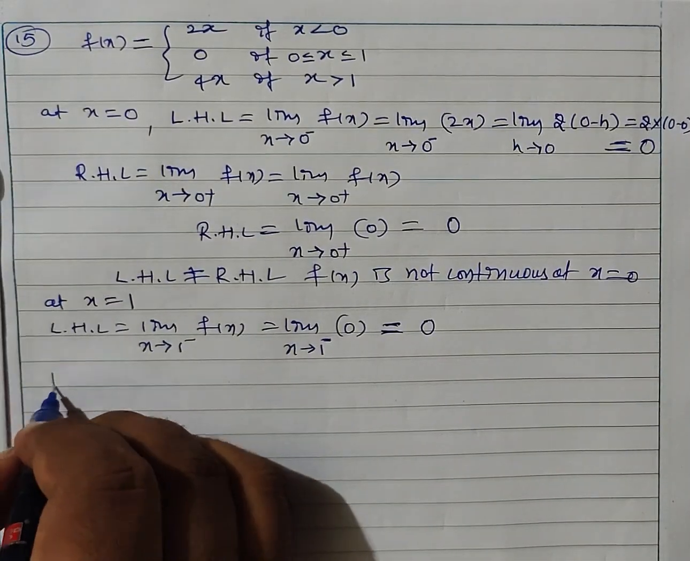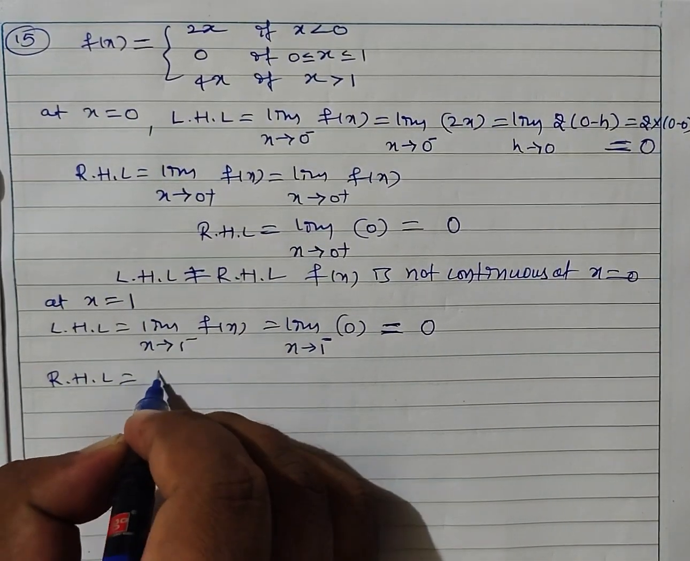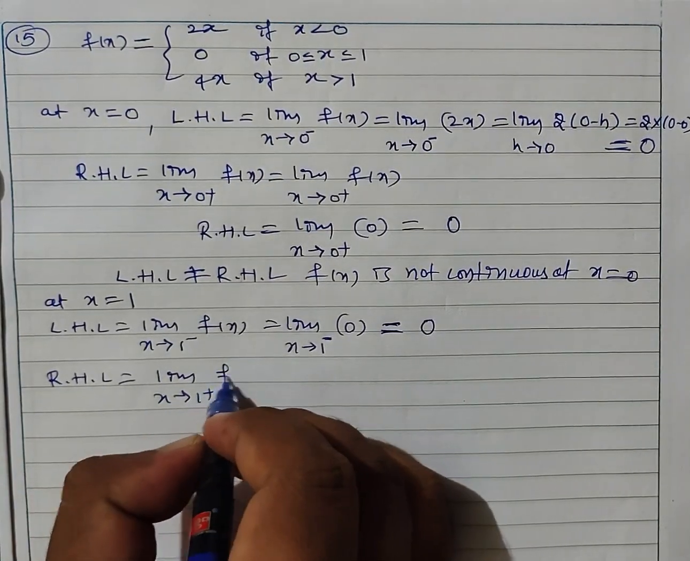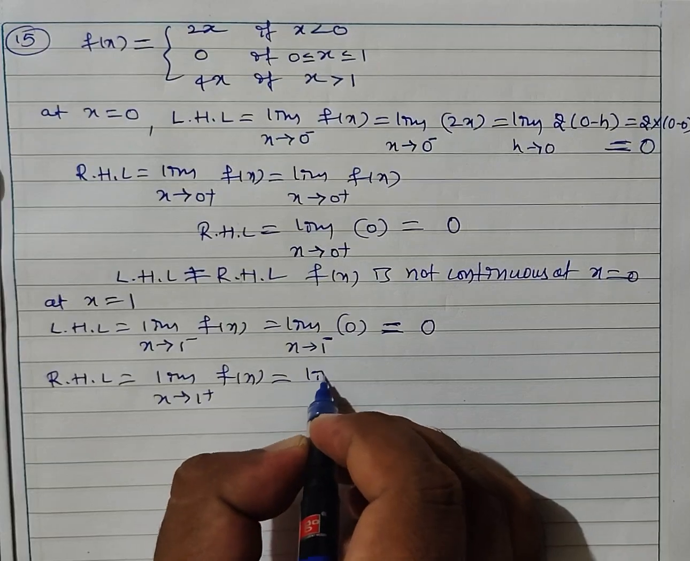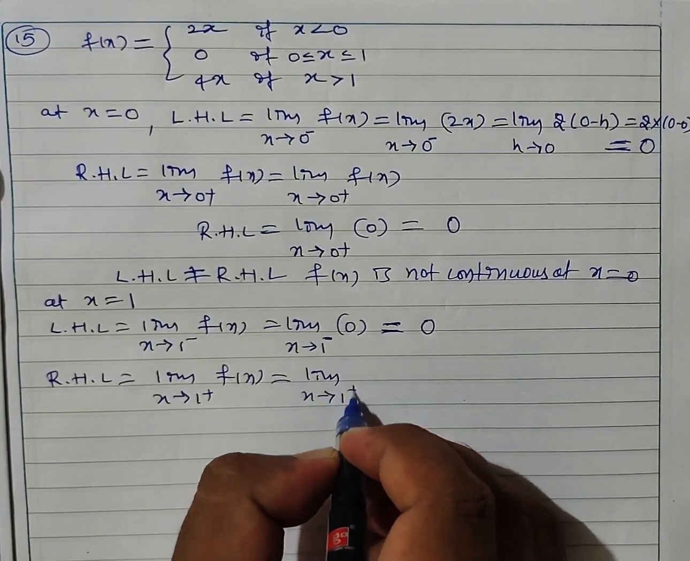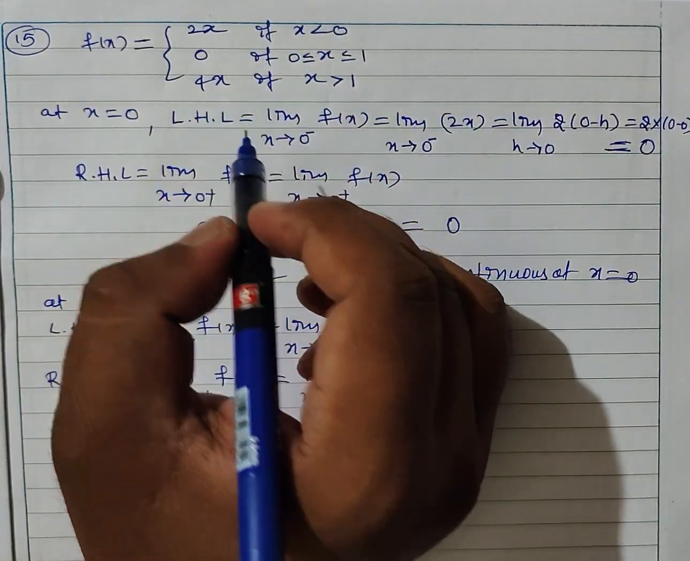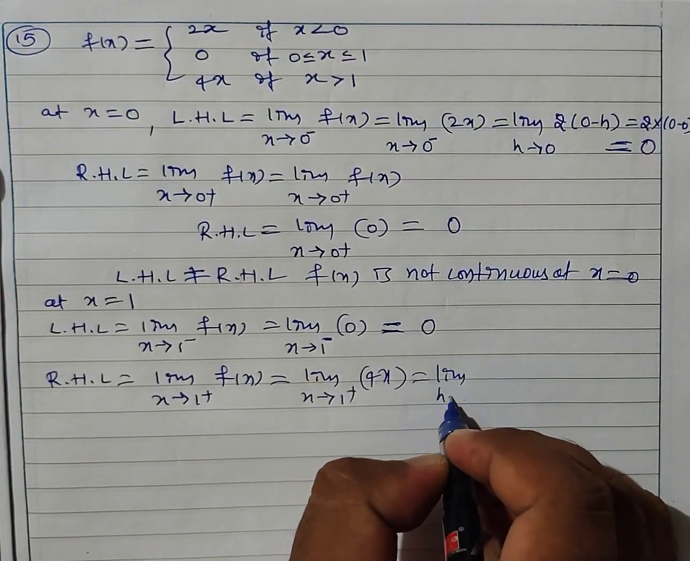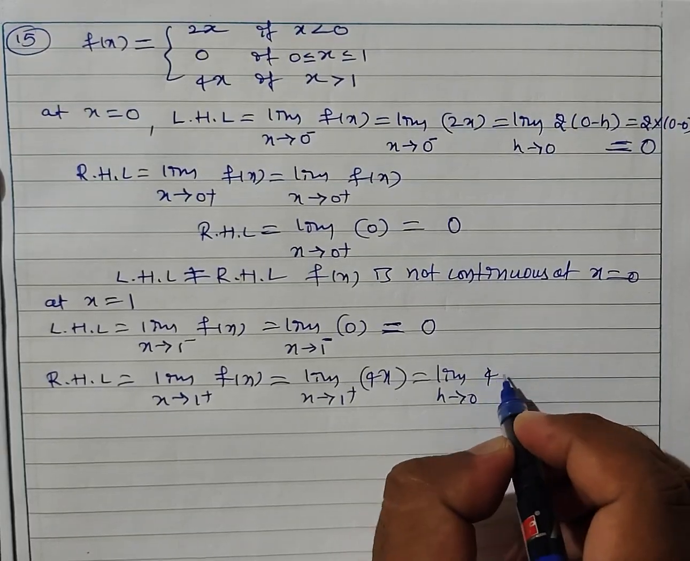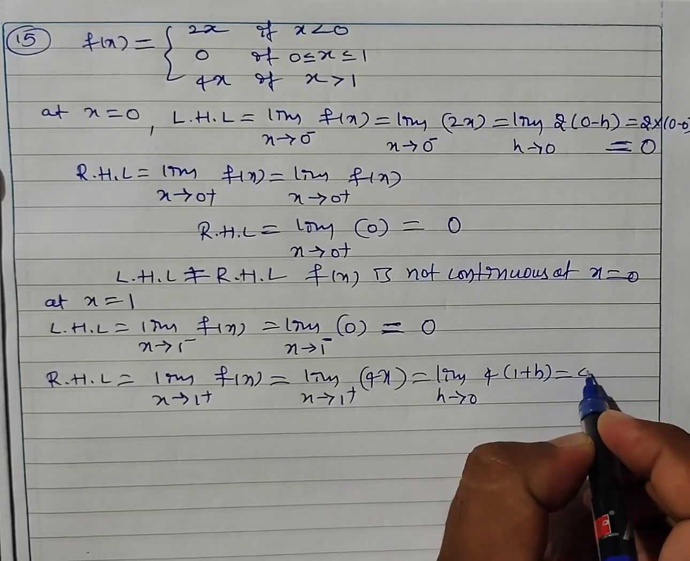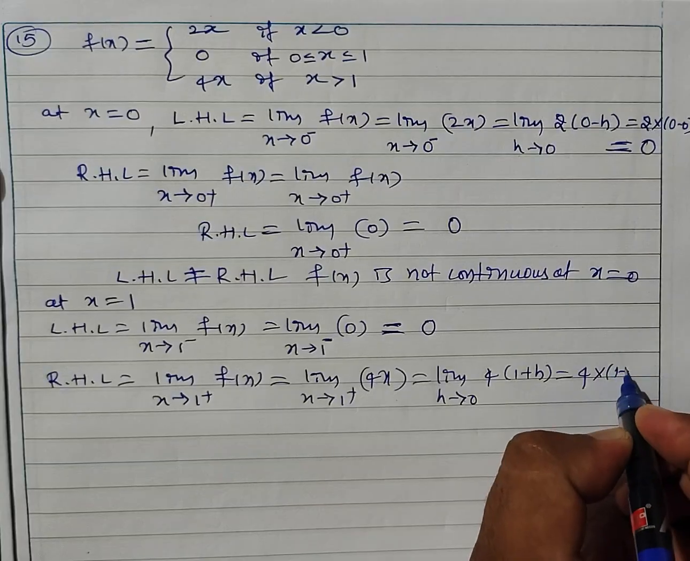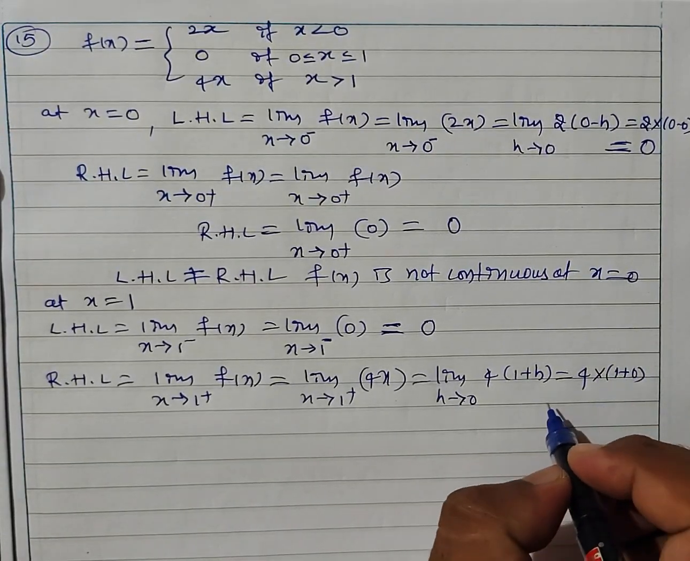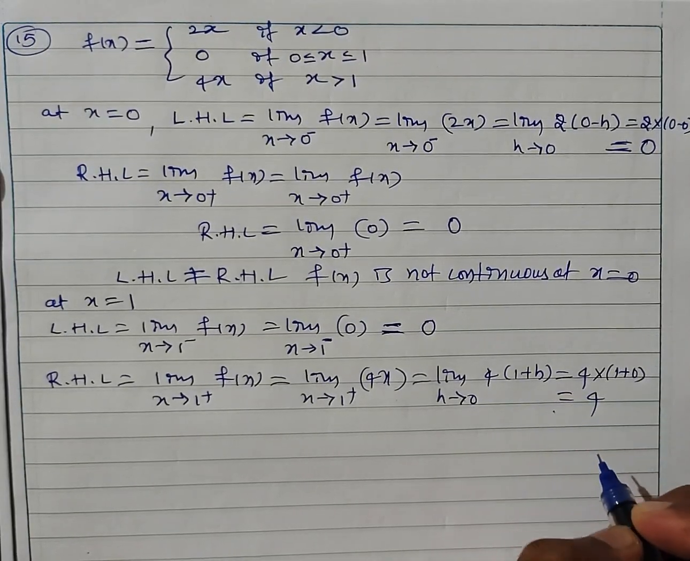So what about right hand limit? Right hand limit is equal to limit x tends to 1 plus f of x. 1 plus means what? Greater than 1. Limit x tends to 1 plus, greater than 1 means what is the function? 4x. Okay. So that is equal to limit h tends to 0 of 4 into 1 plus h. So that is equal to 4 into 1 plus 0. 1 plus 0 means 1. 4 into 1 is 4. Okay. So that is equal to 4.